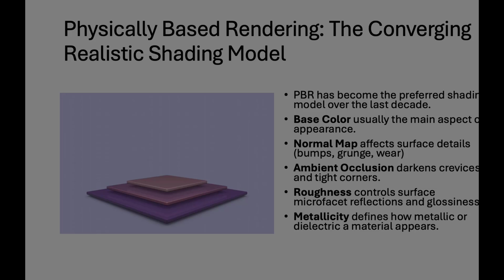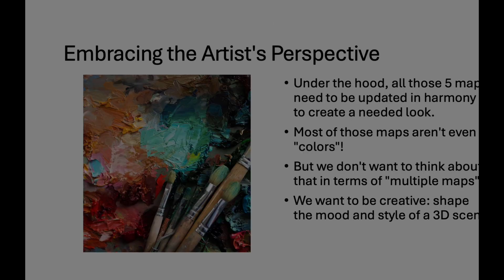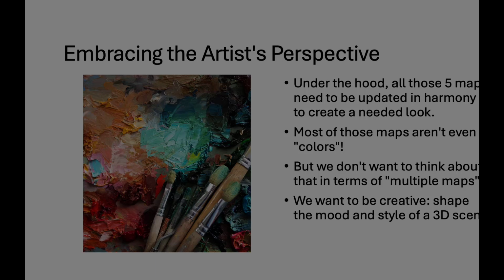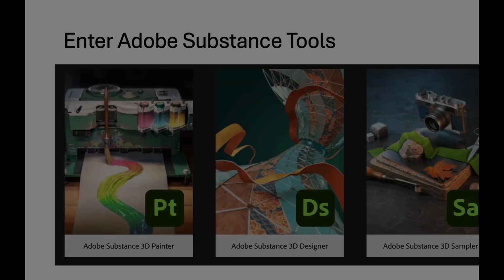It has 5 different maps. Now, you don't want to be thinking about them as maps. Most of these maps that I just listed, they're not even colors, they're just values describing material properties, but we don't want to think about that. We want to think about just using shape and the mood and style of the 3D scene. You want to be creative. We don't want to be thinking about the mathematics of it. So enter the Adobe Substance tools.